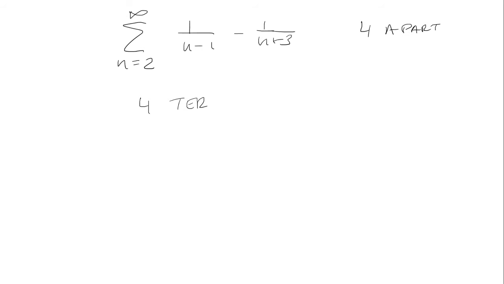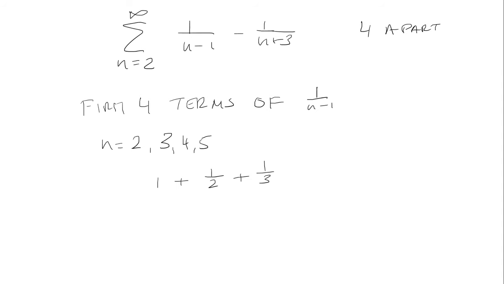Let's look at another one. Let's say if we have from n equals 2 to infinity, 1 over n minus 1 minus 1 over n plus 3. We know n minus 1 and n plus 3 are 4 apart from each other. So therefore we're going to have the first 4 terms of 1 over n minus 1. So n equals 2, 3, 4, and 5. So that's just going to be 1 plus 1/2 plus 1/3 plus 1/4, which is just 25 over 12.